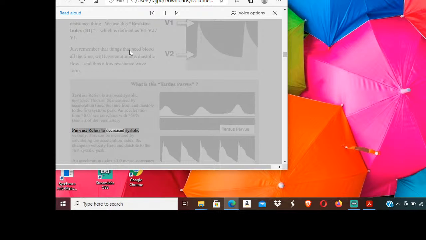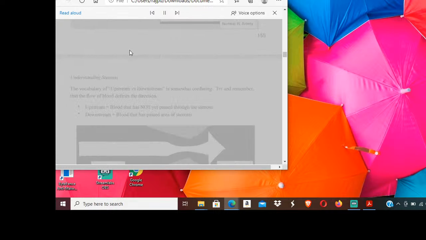Parvus refers to decreased systolic velocity. This can be measured by calculating the acceleration index, the change in velocity from end diastole to the first systolic peak. An acceleration index less than 3.0 m/s² correlates with greater than 50% stenosis of the renal artery. Normal hepatic artery.